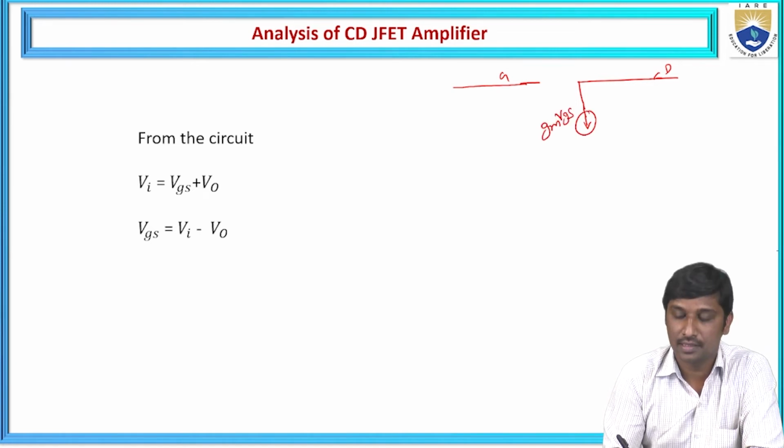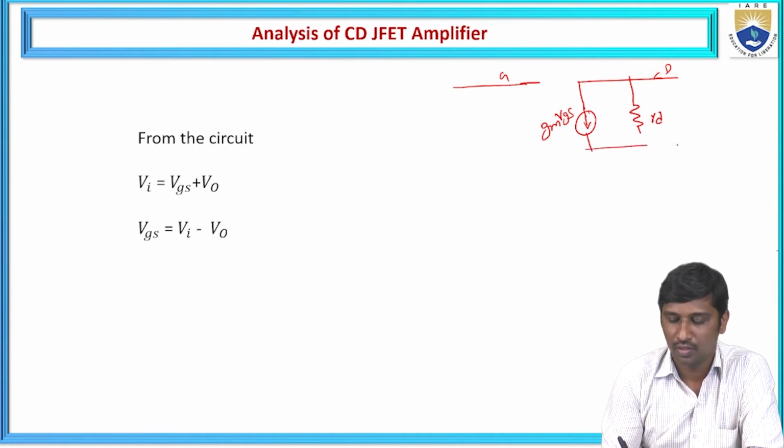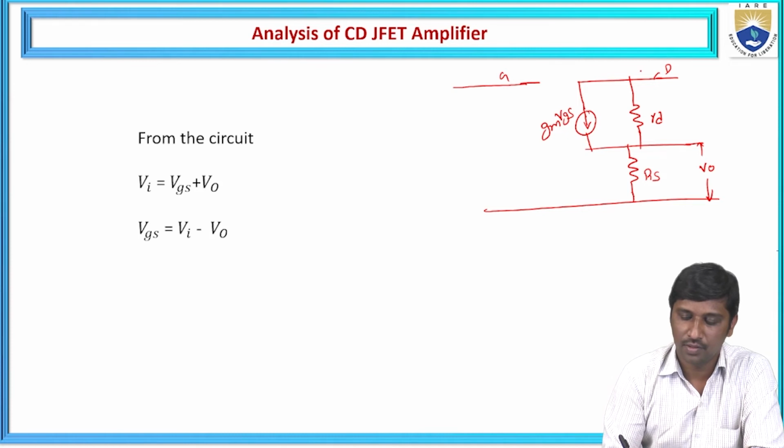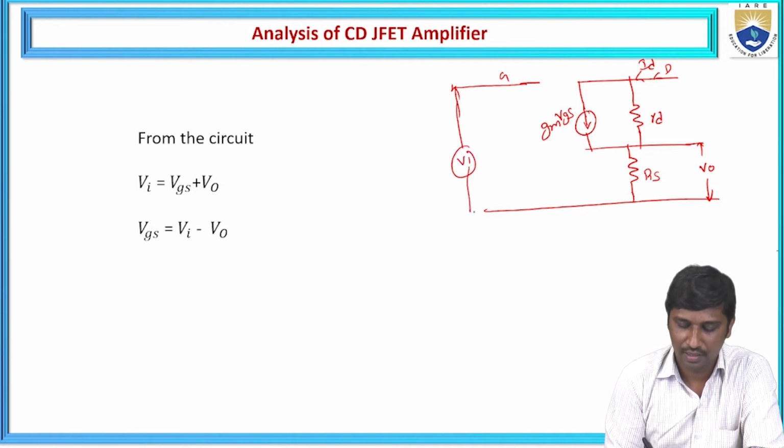gm into VGS, and this is the RD, source side RS. Now we are going to measure the V0. Which current flows? ID. And now it should be connected to Vi. Up to this point, this is VGS.